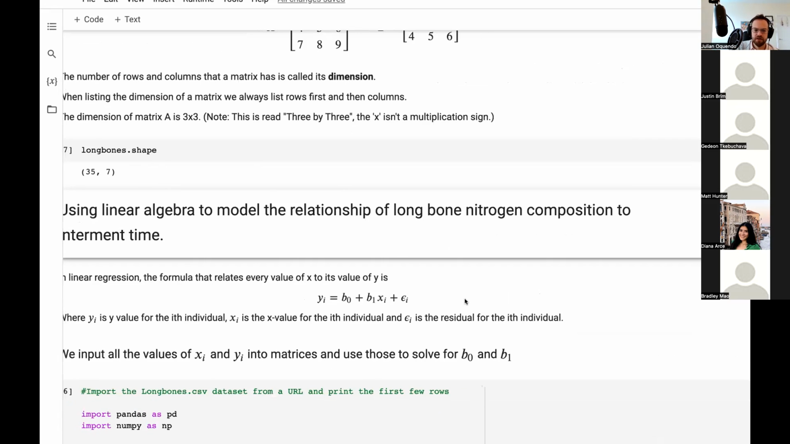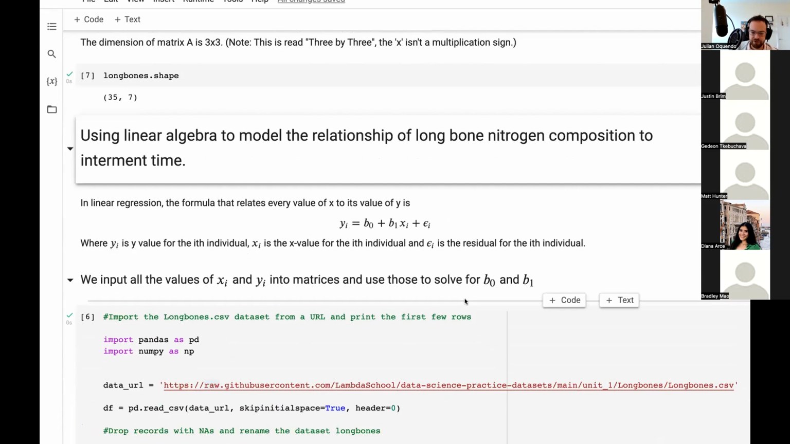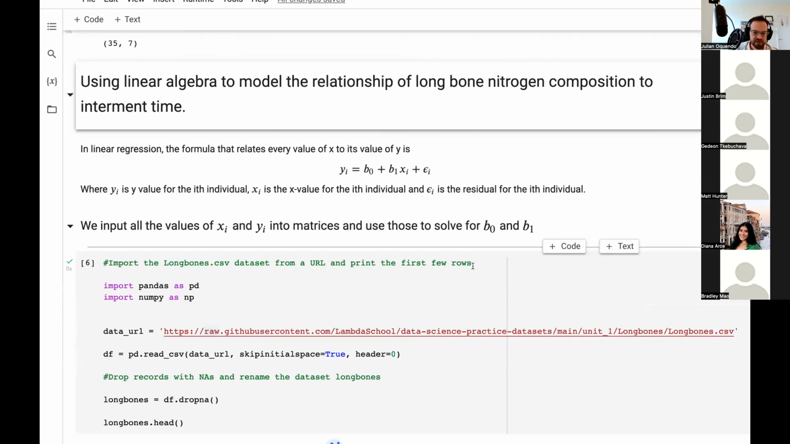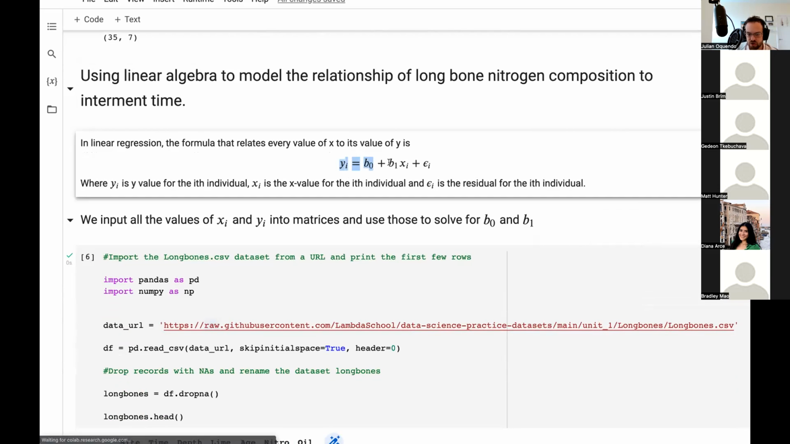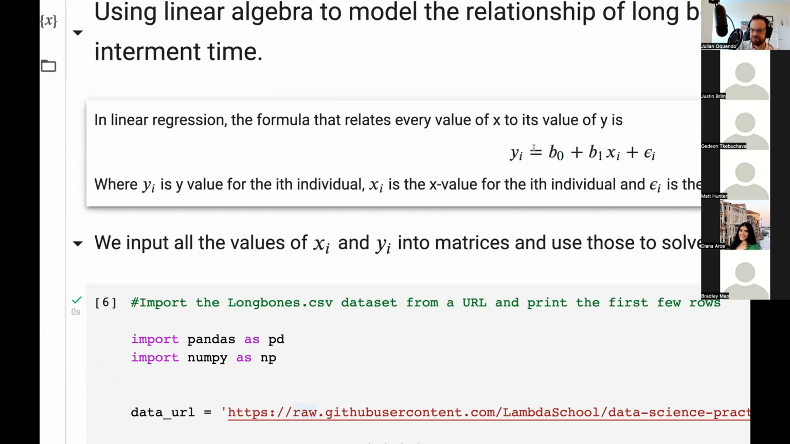So if we wanted to model the relationship of nitrogen composition with time, it's important to remember the equation as we built it out earlier this week. We talked a lot about the slope plus the intercept values, and the individual values of the objects in that data frame.